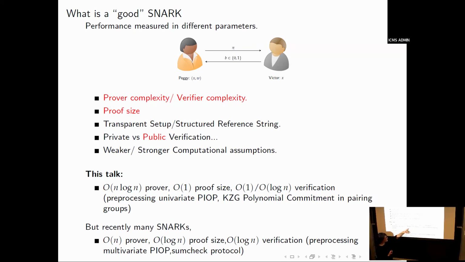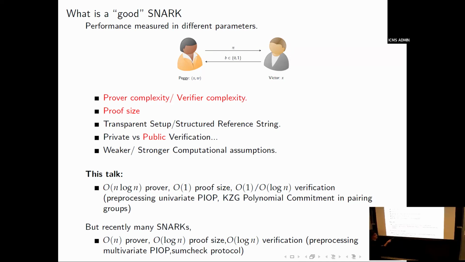And these types of SNARKs are the ones that you can build from KZG, Kate-Zaverucha-Goldberg, polynomial commitment schemes in pairing groups. I will not say anything about this because this is Arantxa's domain. She will tell you everything you need to know, and never dared to ask, about the KZG polynomial commitment. This is not the focus of this talk.